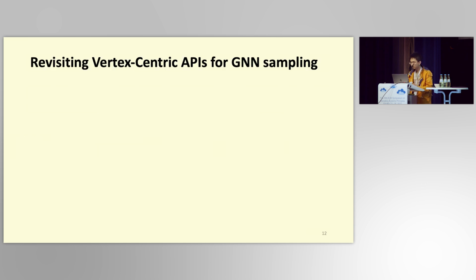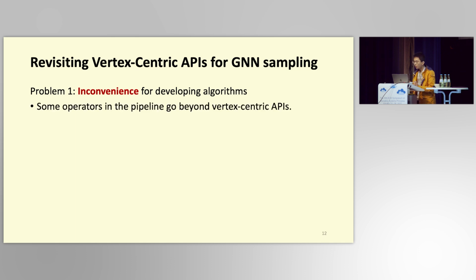Unfortunately, the conventional, widely used vertex-centric API fails to support graph sampling for GNNs. There are two general problems. The first is the development effort. We observe that some operators in the complex pipeline cannot easily or completely be expressed using the vertex-centric API.